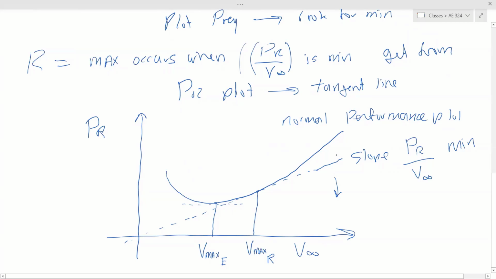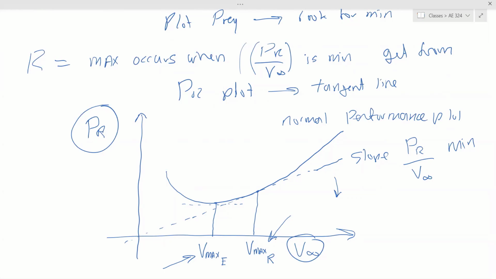So although it took quite a bit of an explanation in terms of specific fuel consumption and all that, once it's all done, this normal power required plot versus velocity tells us, well, if we want to fly for maximum endurance, this is where we fly, and here's where we fly for maximum range. This is very similar to what you did with your glider when you found a velocity to fly at for maximum time aloft.